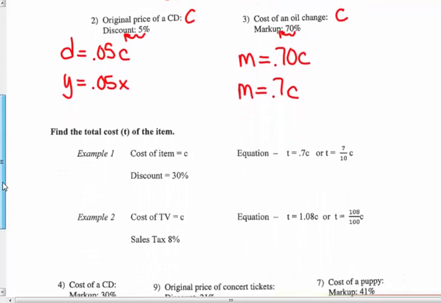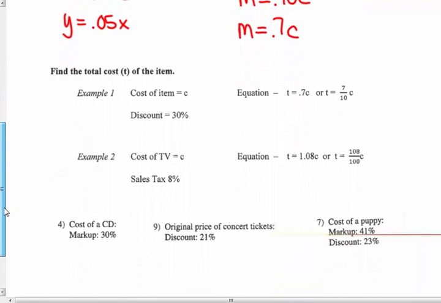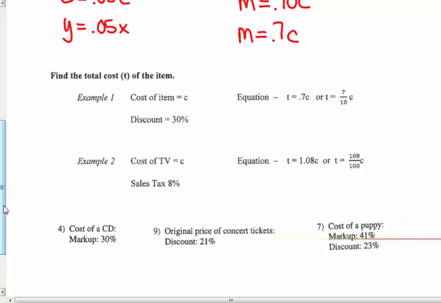Key idea here. Find the total cost of the item. Find the T, the total cost. So now we're going to be doing method 2, where we're going to add or subtract, because we have to do it in one step. Remember, one step to get that total cost. So we're going to have to use method 2, where we add or subtract from the 100%.